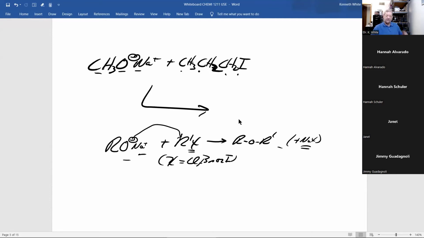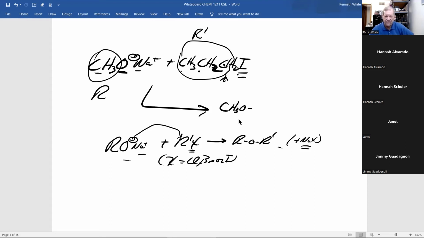Well, if we look here, what's R? What's R prime? Three carbons. Now, this oxygen bonds to the carbon, the end one that had the halogen. So what do we get? I have three carbons here. You're not going to break carbon-carbon single bonds. I have three carbons there. And that's what you get, an ether. In this case it would be methyl propyl ether.